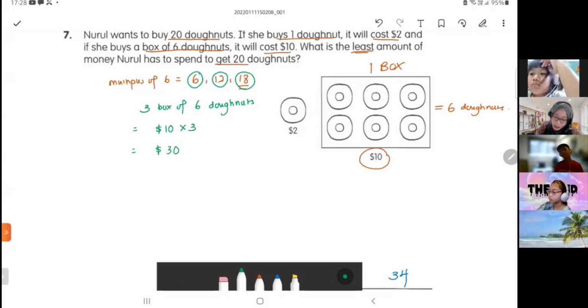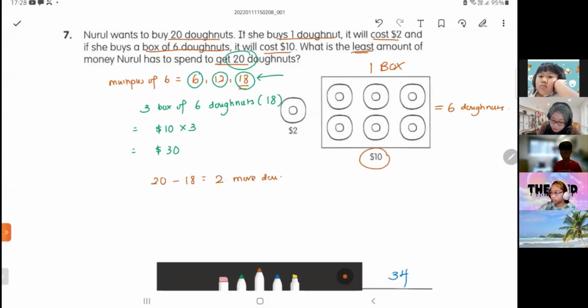But how many donuts do I get? This is only 18 donuts. Not enough, right? I want to buy 20 donuts. So what is the difference of the number of donuts left that I need? I want 20. Now I only get 18. How many more do I need? I need 2 more donuts.